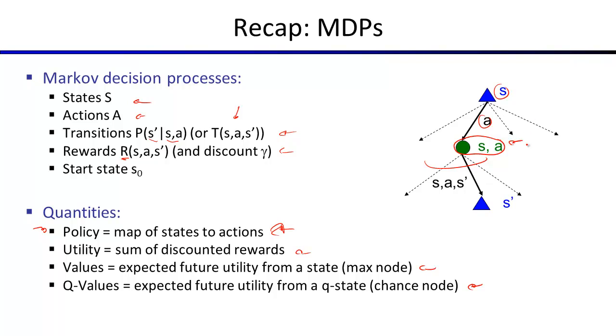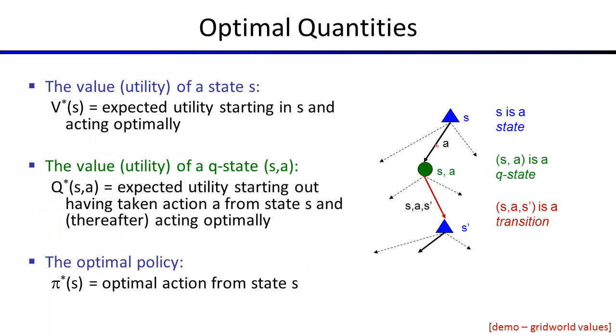The Q value of a state action pair is the expected sum of rewards with discounting if you were to act optimally from then onwards. So it doesn't assume that your action A was optimal. This might have been suboptimal, but it assumes that from then onwards, you'll be acting optimally. What is then your expected sum of rewards with discounting? All right, so V values are associated with these maximizer nodes and Q values with the chance nodes or the Q states.